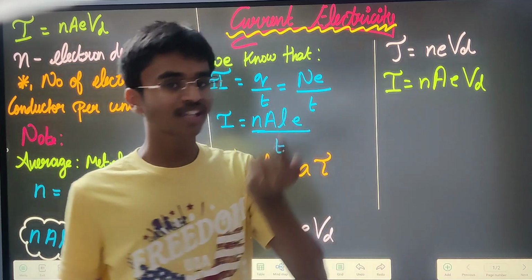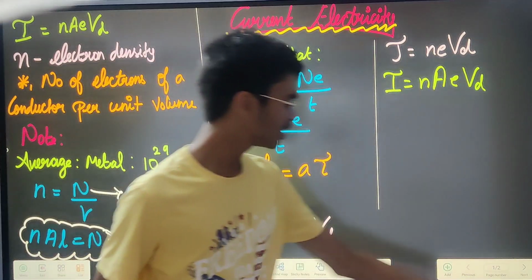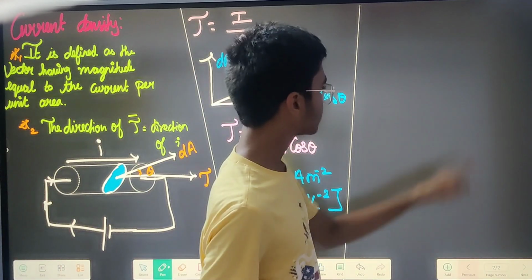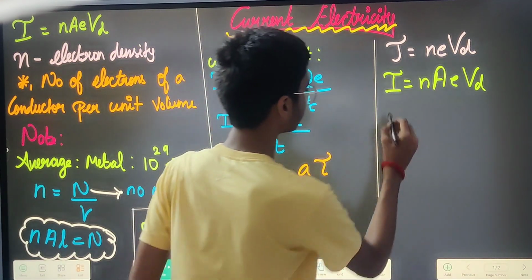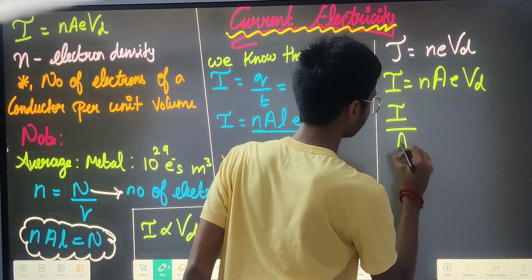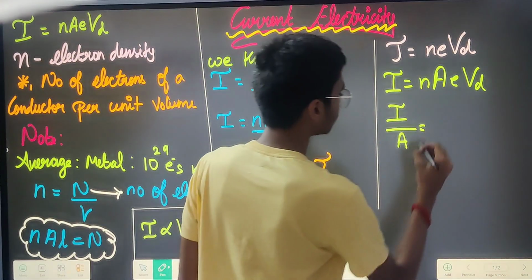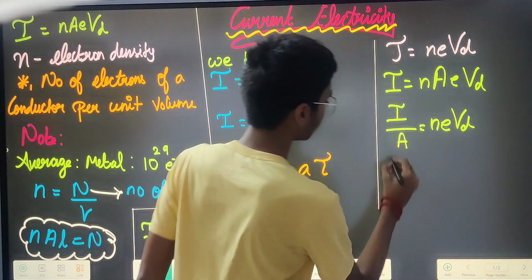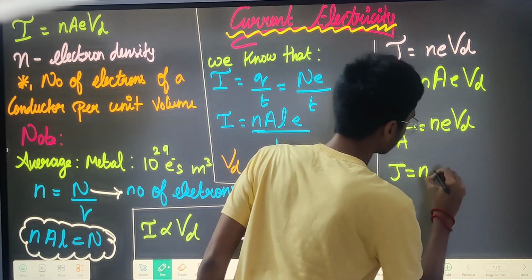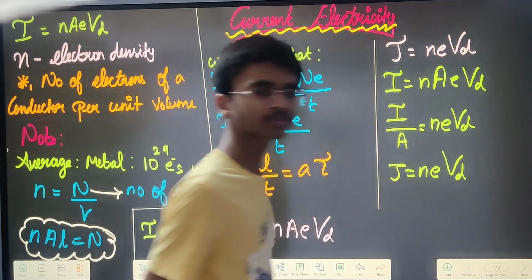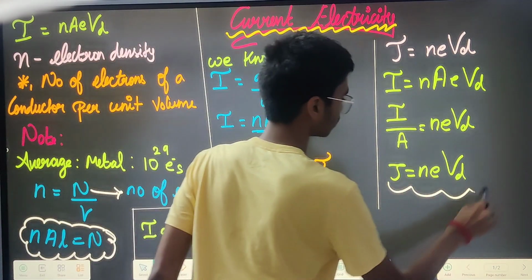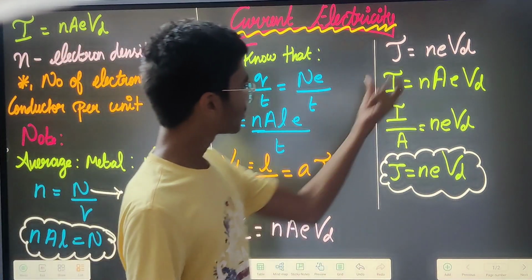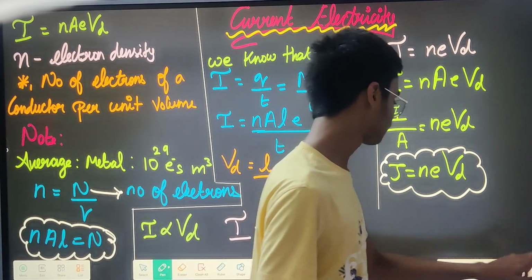I by A is equal to J, right? I by A is equal to J. We have seen here that I by A, which is area, is equal to J. So from this, if I just take this A to the denominator, then that will be I whole divided by area equal to NEVD. So I by A is equal to J, J is equal to NEVD. Very simple, right? From this formula you can easily get it out.